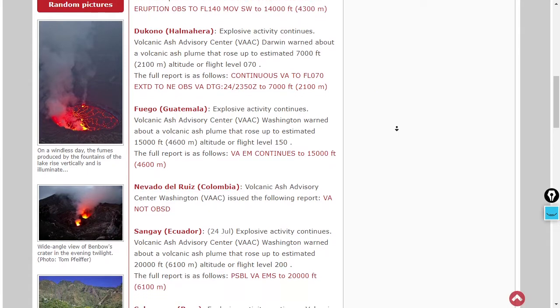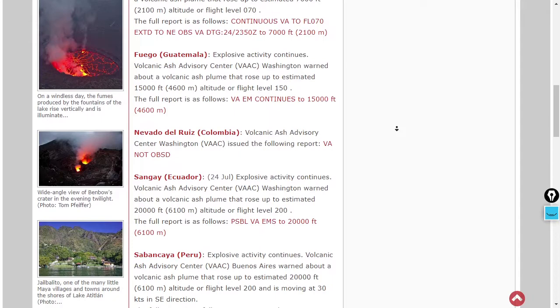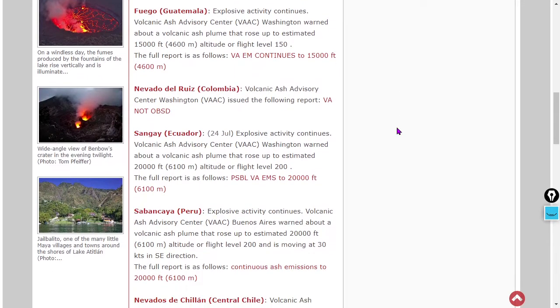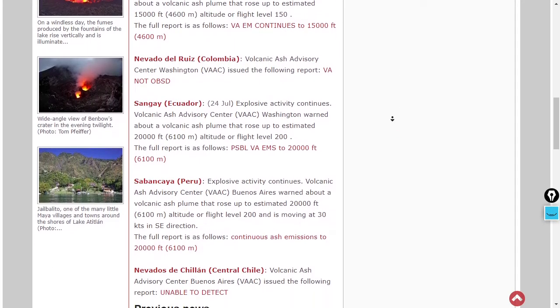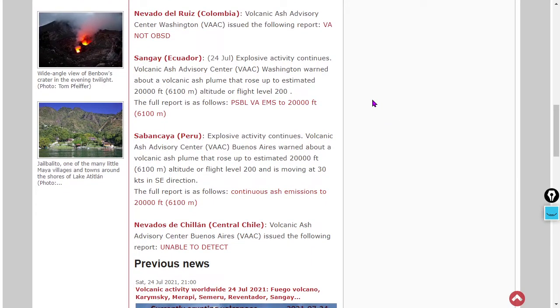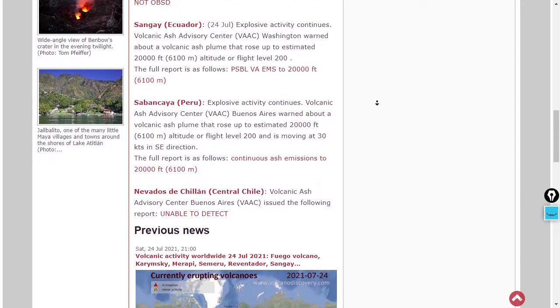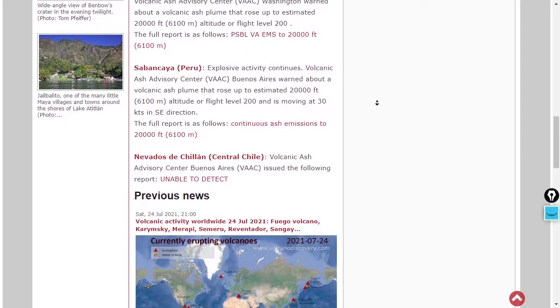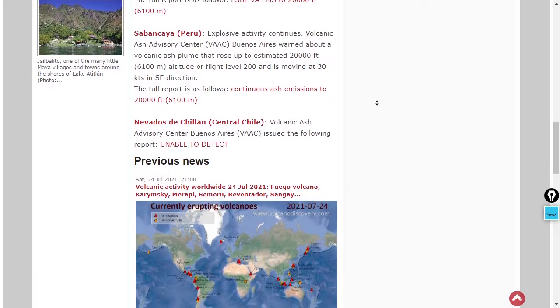Fuego in Guatemala exploding, 15,000-foot ash plume there. Nevado del Ruiz, volcanic ash not observed. Don't assume it's not exploding. It could be fertilizing the downwind regions for some excellent farming in the coming weeks and years. Sangay exploding. Volcanic ash plume reached an altitude of 20,000 feet over Ecuador. Sabancaya exploding over Peru. 20,000-foot ash plume there as well.